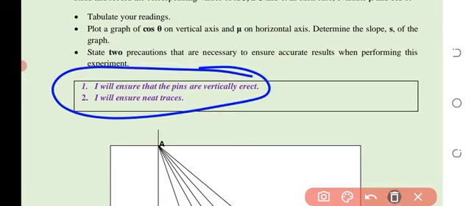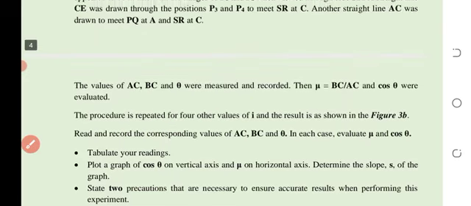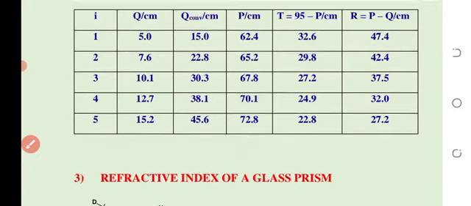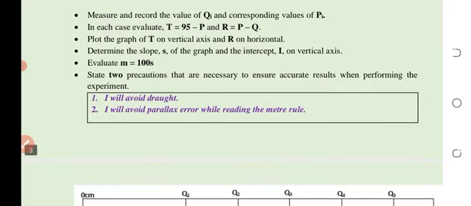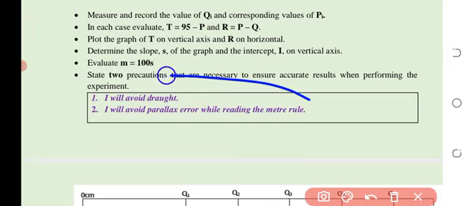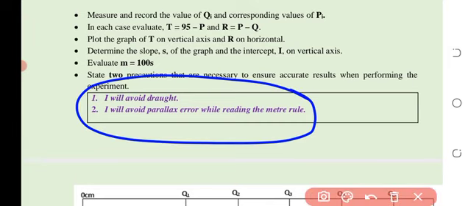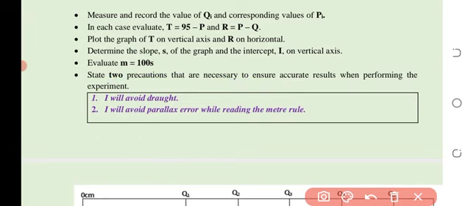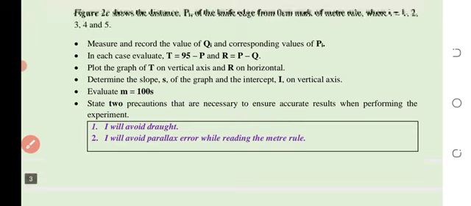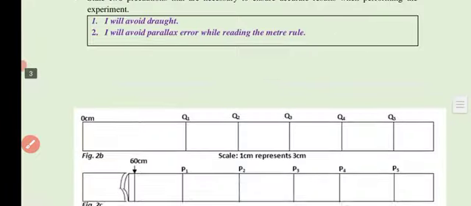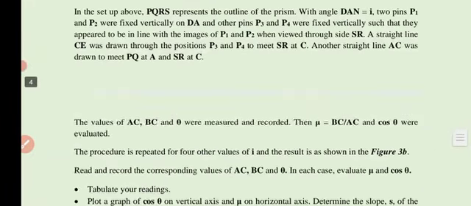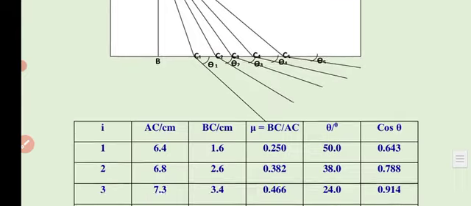Let's quickly look at others. Okay, before we move on, you can see for this one, you avoided draught. I will avoid draught. But in case of real practical, you say I avoided draught because you've performed it already before stating the precaution. But this time around, if you are to perform it, I will avoid parallax error while reading the meter rule. Okay. Also, you can check the precaution for the first experiment. Okay. With that, we come to the end of explanation on alternative to practical.